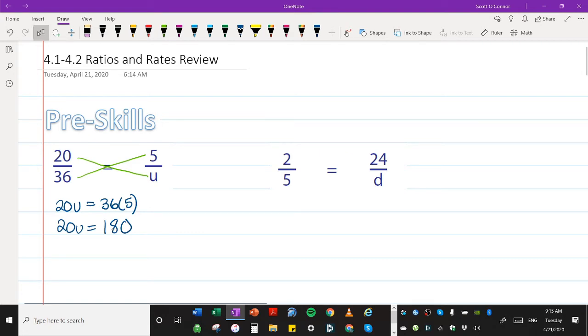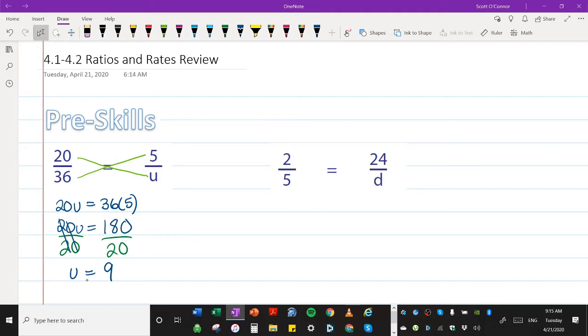This is now just basic one-step algebra. I have 20 times u, and I'm trying to get u by itself. Multiplying by 20 is in the way, so I divide both sides by 20. I'll try to be consistent with this. When I divide both sides by 20, the 20 becomes 1 and I don't need to write 1 times u. Now I do 180 divided by 20 and I get 9. u is equal to 9.